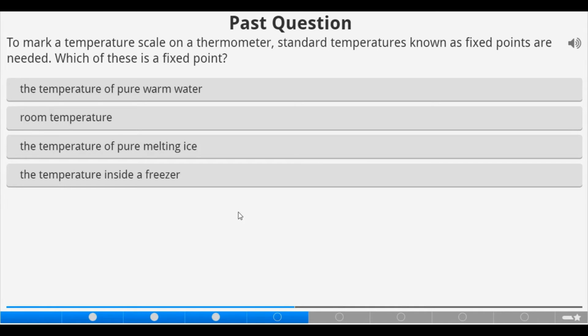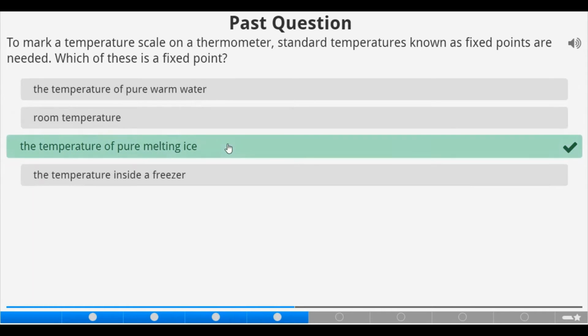That is correct, because it is a fixed point for a standard thermometer that is measuring our standard temperature. The temperature inside a freezer is typically less than 0 degrees Celsius. So the correct answer here is the temperature of pure melting ice. Let's see. That's correct.